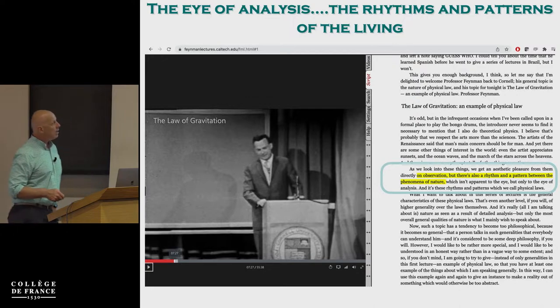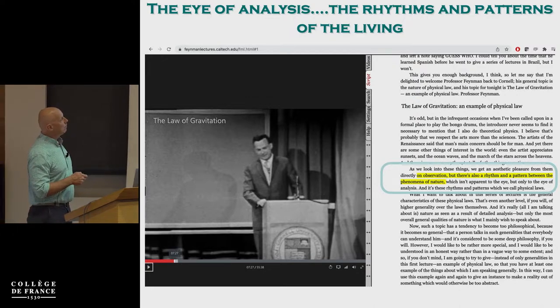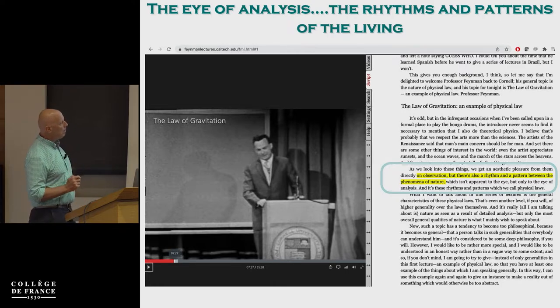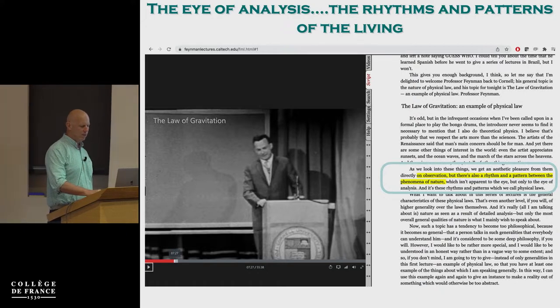Last week I talked about this very nice comment from Feynman, where he said that as we look into these things, we get an aesthetic pleasure from them directly on observation. But there's also a rhythm and a pattern between the phenomena of nature, which isn't apparent to the eye, but only to the eye of analysis. And it's these rhythms and patterns which we call physical laws.